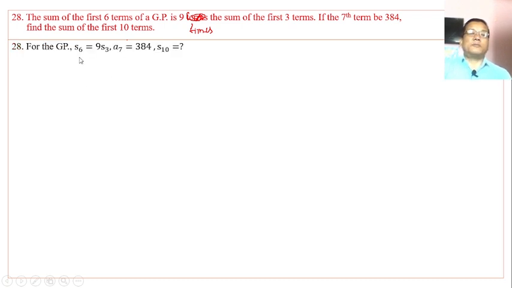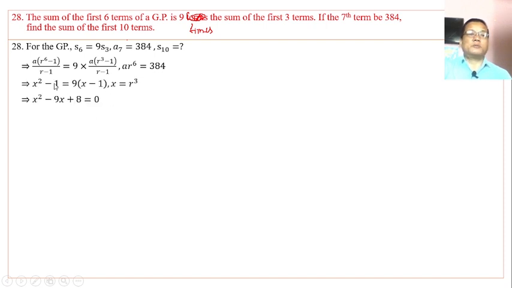We have to find S10. Here, S6 is 9 times S3. Putting the respective formula values, we get a and r. A7 is a r power 6. Taking x as r cube, we get a quadratic equation in x. Solve it to find the x value, and then r cube is x, so r value is 1 or 2.